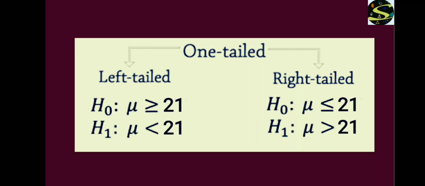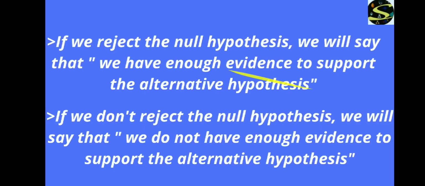Now, when we conduct hypothesis tests, we are primarily trying to decide whether or not to reject the null hypothesis. If we reject the null hypothesis, we'll say we have enough evidence to support the alternative or to say that the alternative is true. If we don't reject the null hypothesis, we will say that we do not have enough evidence to support the alternative. We usually do not say that the alternative is not true. We only say that we don't have enough evidence to support it.